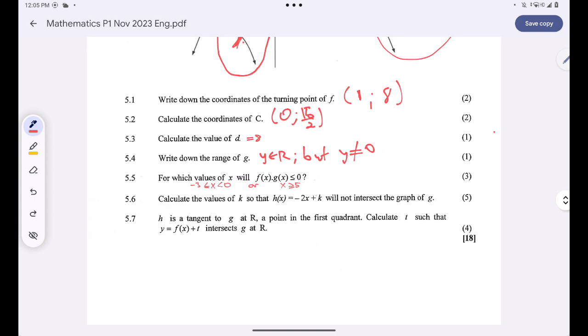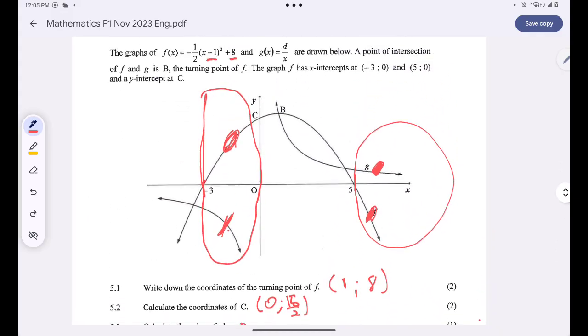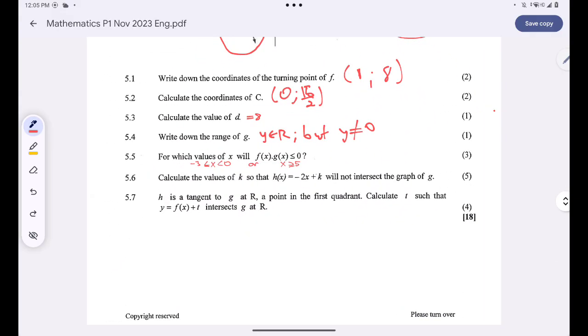Okay, and now we are being told to calculate the values of k so that h of x will not intersect the graph of g. Remember that the graph of g is equal to 8 over x, and the graph of h is given as -2x plus k, right?